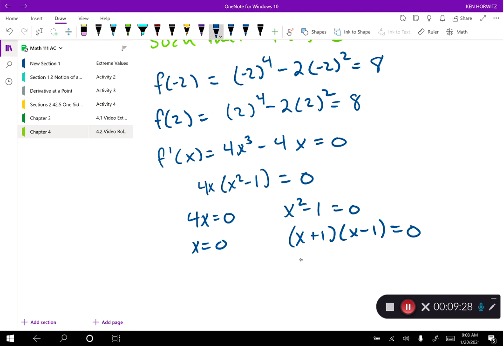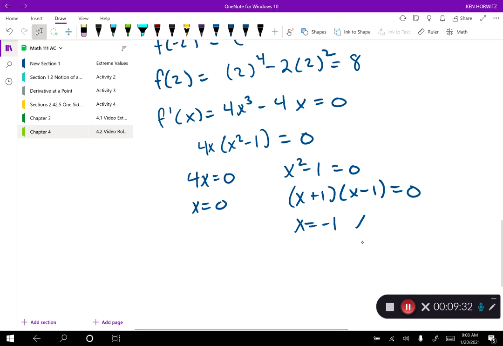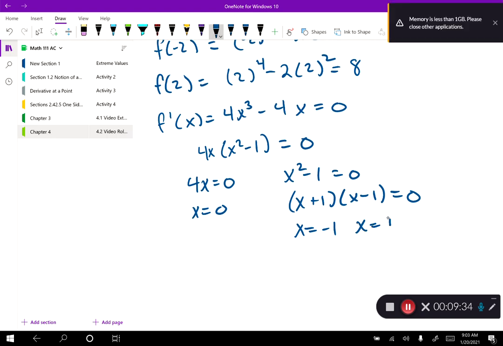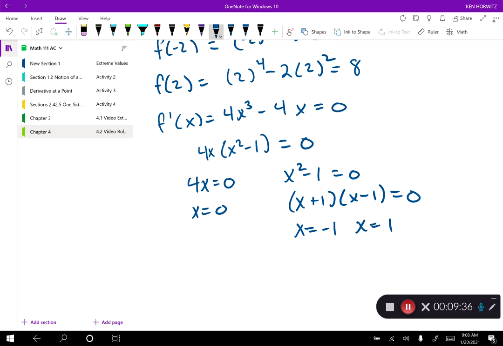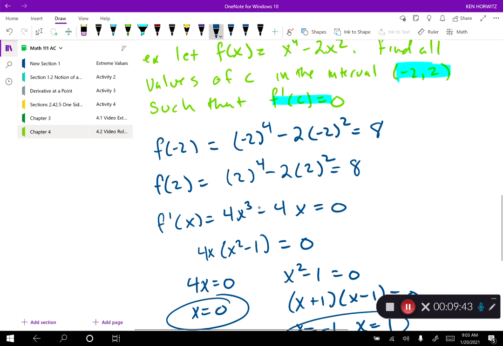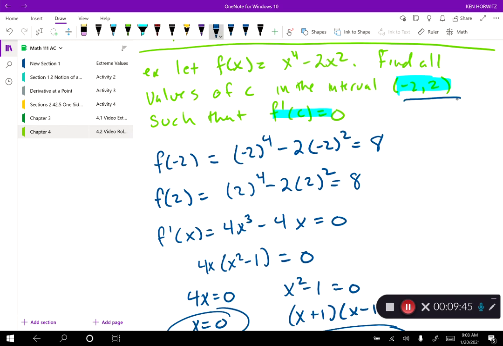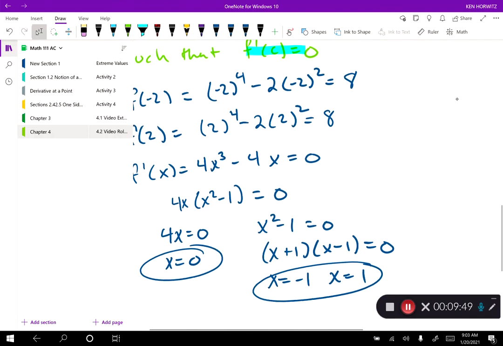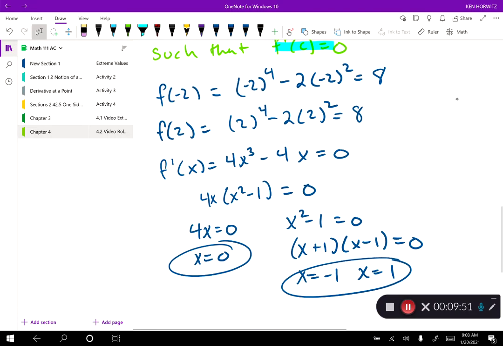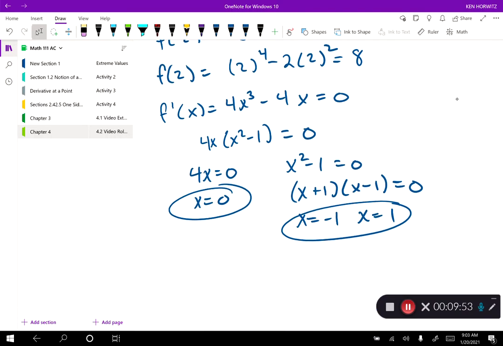Can factor it, and I get x equals -1, x equals 1. All right, so all three of these values are within my interval. Notice my interval is from -2 to +2, yes? So all three of those are places where the derivative is going to equal 0. So basically for this problem, I have 3 answers.